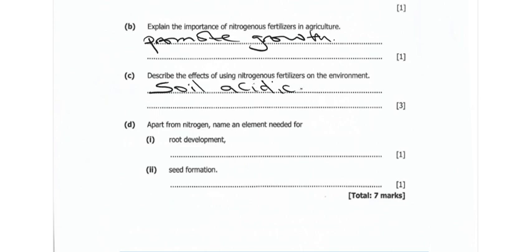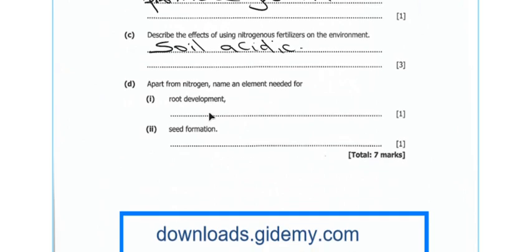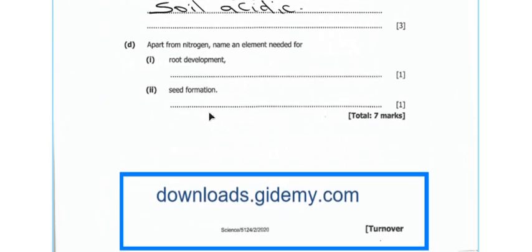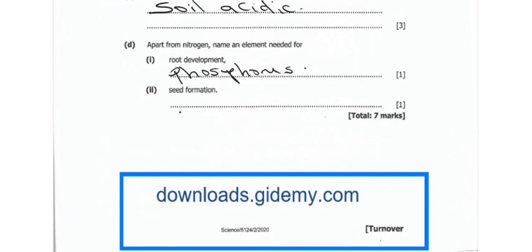I won't write what I have explained, the space is limited. Okay. Apart from nitrogen, name an element needed for root development. This is phosphorus. Okay. Apart from nitrogen, name an element needed for seed formation. Still phosphorus.